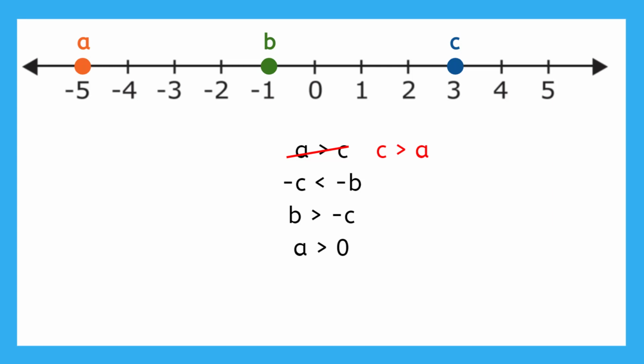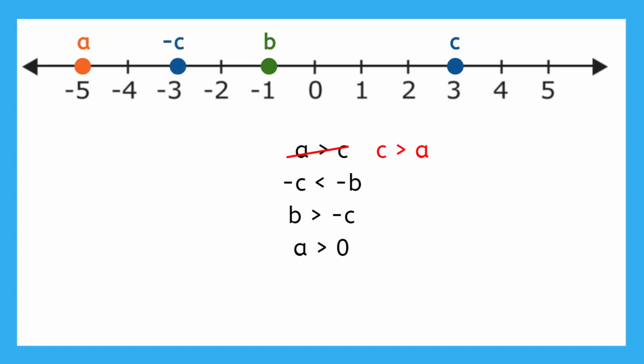Now the next one says negative C is less than negative B. What do these negative signs mean again? That's right, the negative sign just means opposite. So this statement is saying the opposite of C is less than the opposite of B. Is that true? Well, if C is over here at 3, then the opposite of C is what?